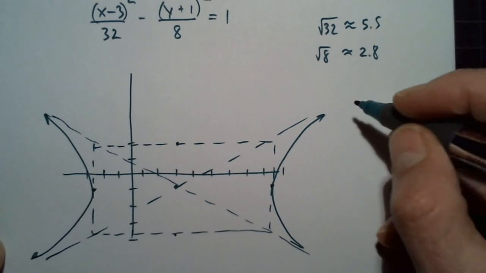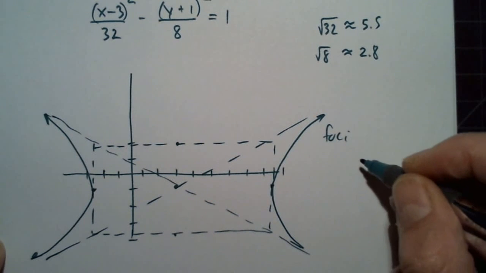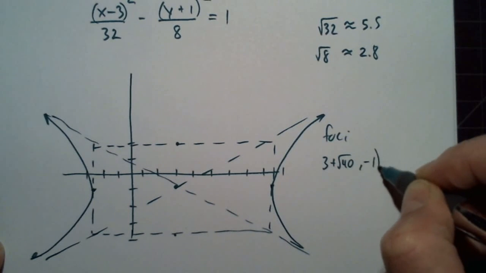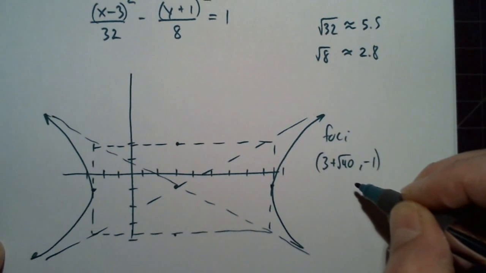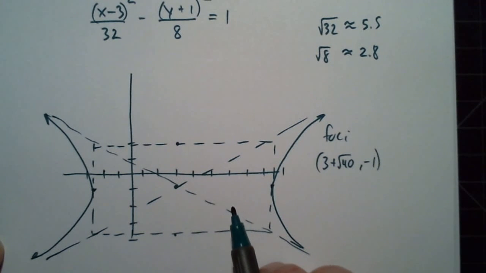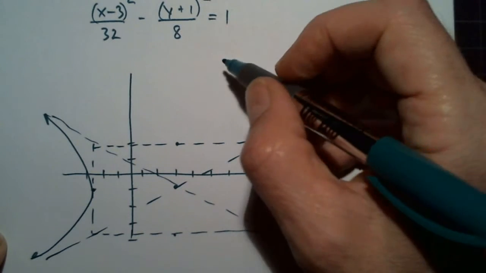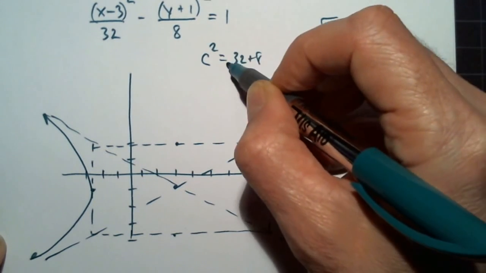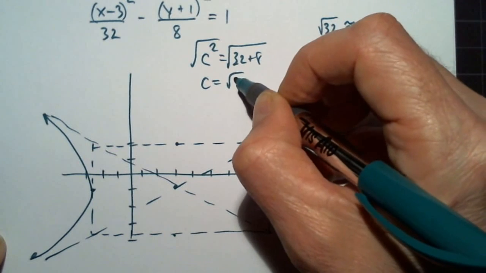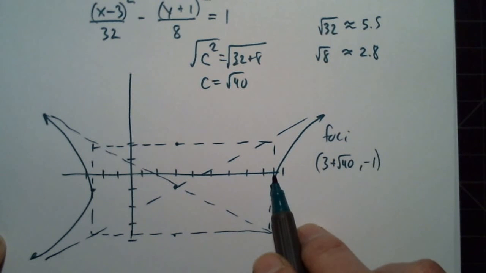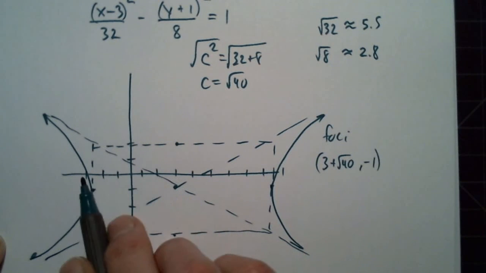And we have foci will be at 3 plus radical 40, comma 1. Let's make sure that's right. Oh, I didn't find c. c squared equals 32 plus 8, radical 40. So here we have over 3 plus radical 40, negative 1, over 3 minus radical 40.